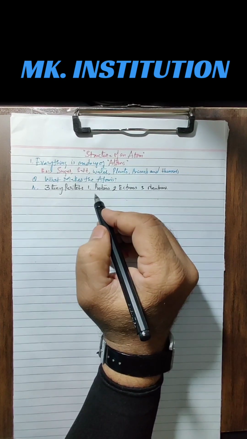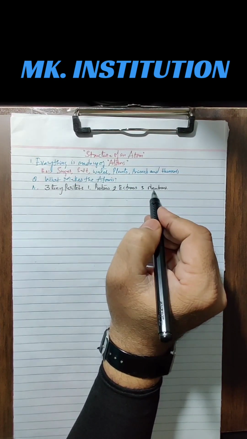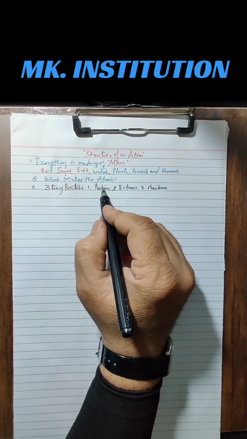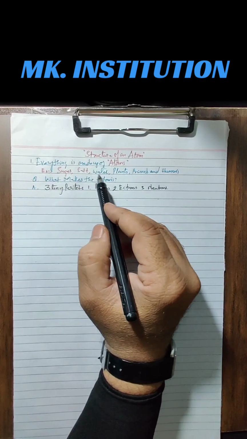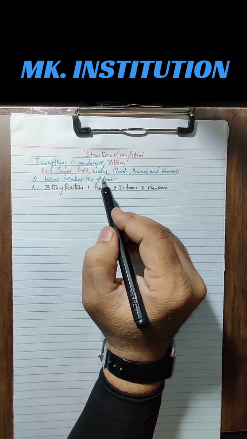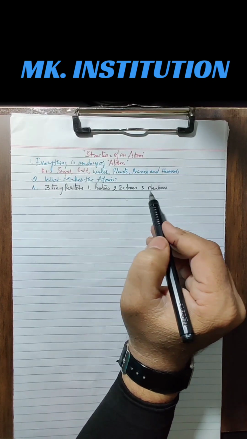Further we can't divide them at all. Protons, electrons, neutrons, we can't divide further. So these are present in atoms. Sugar, salt, water, plants are made up of atoms, and the atom is made up of these protons, electrons, and neutrons.